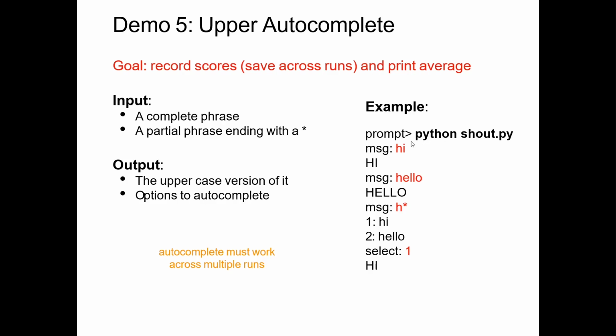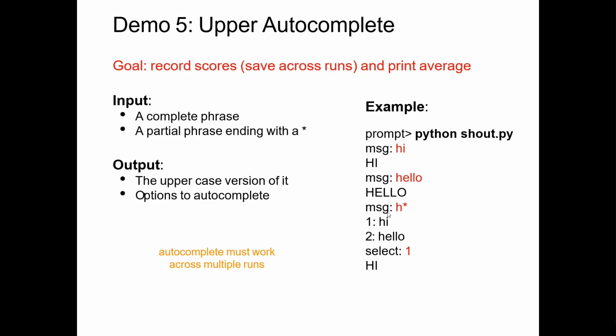So just here's an example. I run my program. I called it shout because we're going to make everything uppercase. So give it a message, hi. There's no star. It's going to take hi and put it in its dictionary. Store it in a JSON file. Message hello. It's going to shout it out, but it's also going to store that same message in the data file, the JSON file.